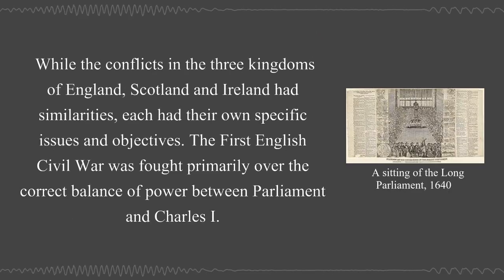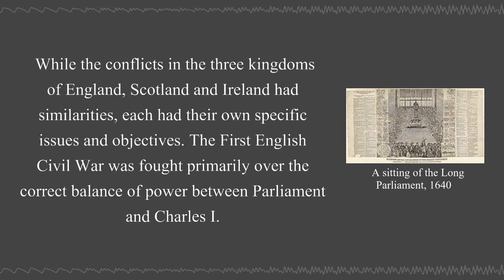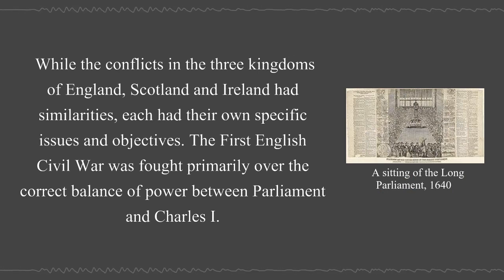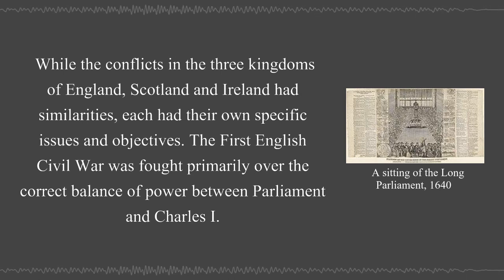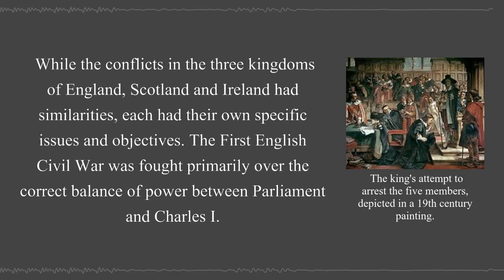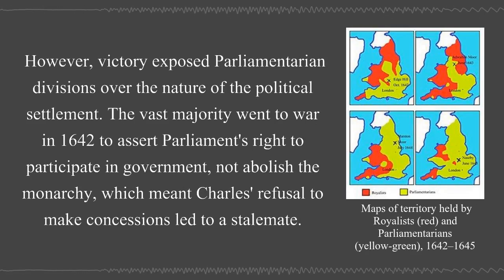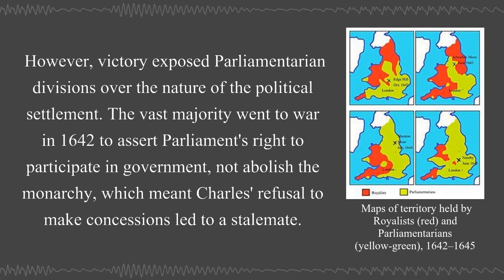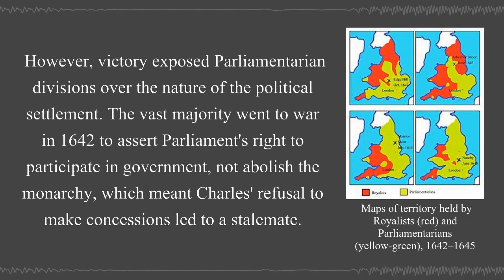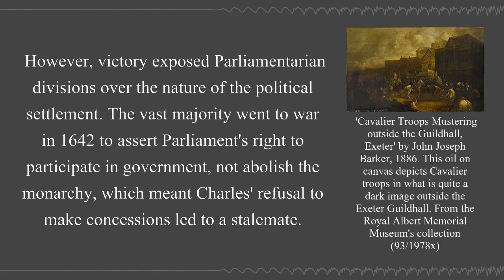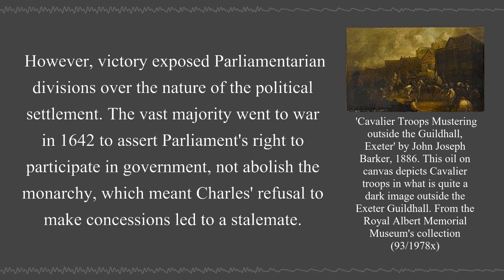While the conflicts in the three kingdoms of England, Scotland, and Ireland had similarities, each had their own specific issues and objectives. The First English Civil War was fought primarily over the correct balance of power between Parliament and Charles I. It ended in June 1646 with Royalist defeat and the king in custody. However, victory exposed parliamentarian divisions over the nature of the political settlement. The vast majority went to war in 1642 to assert Parliament's right to participate in government, not abolish the monarchy, which meant Charles' refusal to make concessions led to a stalemate.